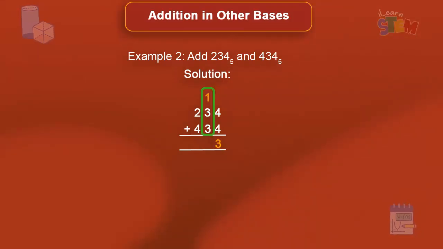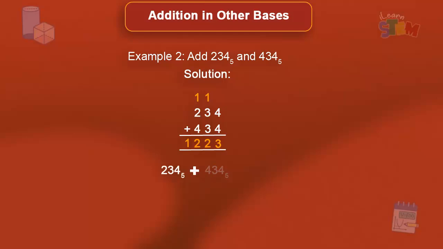1 plus 3 equals 7. 5 divides 7 gives 1, remainder 2. We write down the remainder 2 and carry over 1. 1 plus 2 plus 4 equals 7. And 5 divides 7 gives 1, remainder 2. We again write down the remainder 2 and then bring down 1. Therefore, 234 in base 5 plus 434 in base 5 equals 1223 in base 5. That's brilliant. You can watch it again if you did not follow the first time.